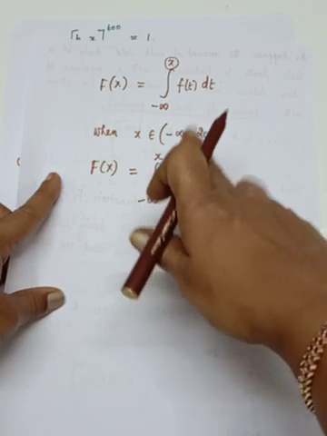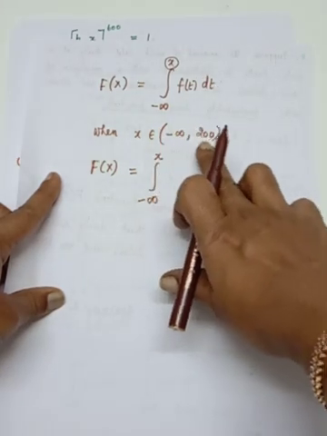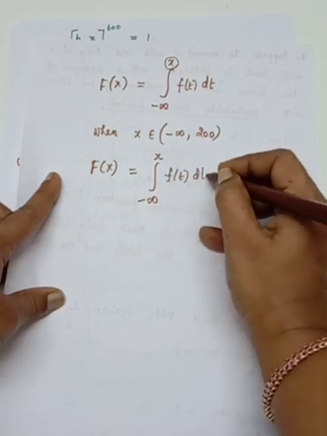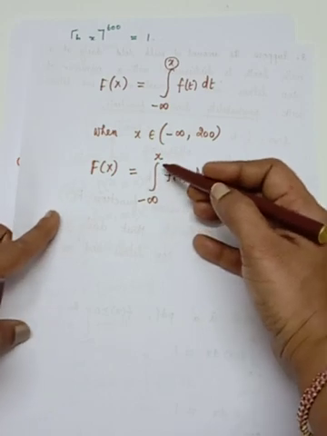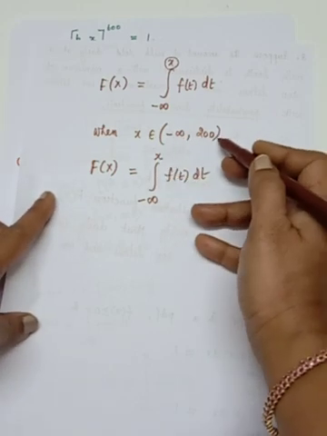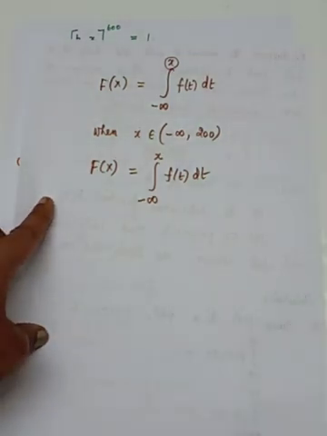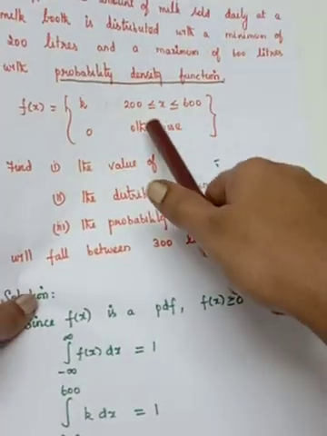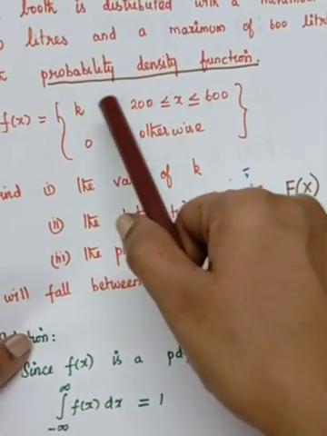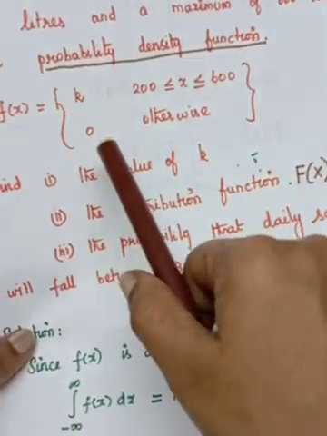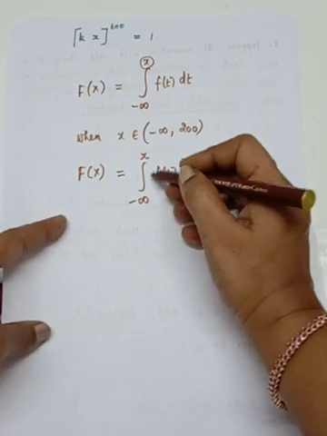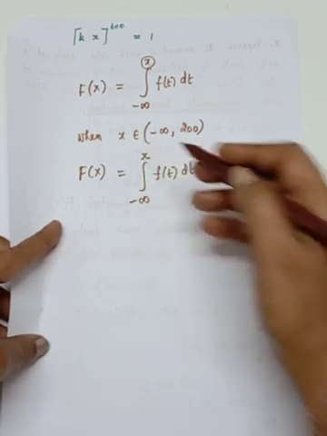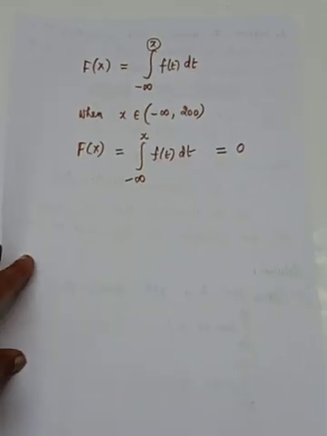Now your x is what? X is also in the same interval, that is minus infinity to 200. So here I have to write f of t into dt. So within this limit minus infinity to x, your x is in minus infinity to 200. In minus infinity to 200, what is your f of t? According to the definition, your f of x is k only for 200 to 600, otherwise it is 0. So therefore here your value is 0. So your capital F of x is 0 when x belongs to the open interval minus infinity to 200.